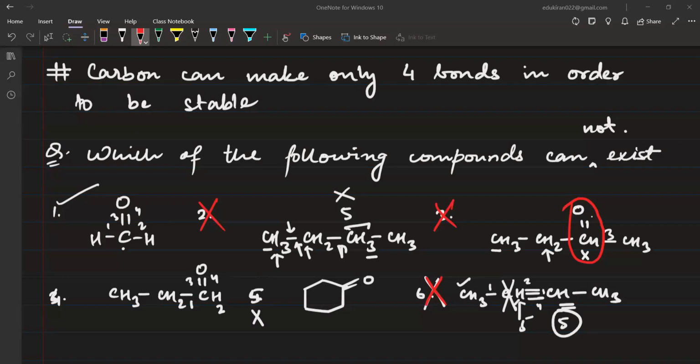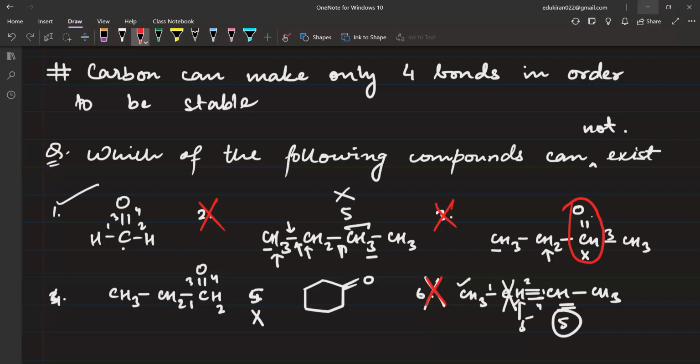Mariam Khatun, you got this? Yes or no? Please tell me. That is why 6 cannot exist, and also you wrote that 4th cannot exist. I don't know why you wrote 4th cannot exist. Is it clear, Mariam Khatun? Yes, sir. Hafsa, what about you? Is this clear? Yes or no?